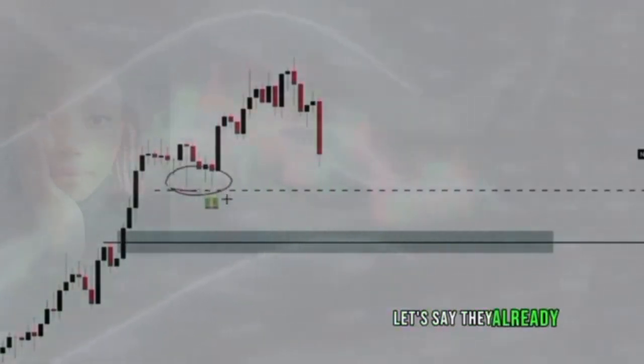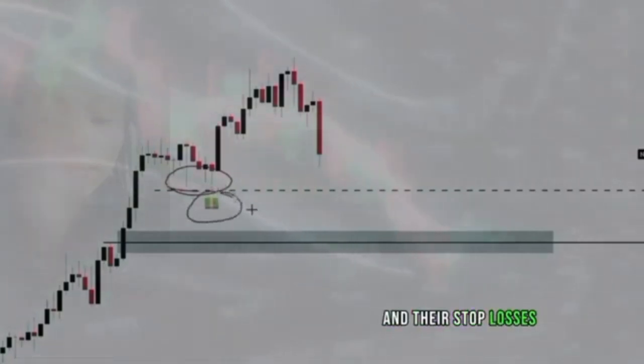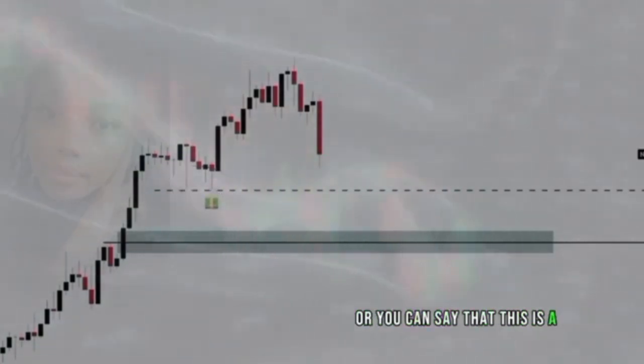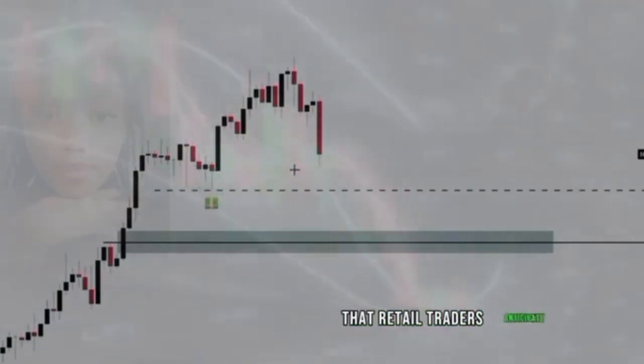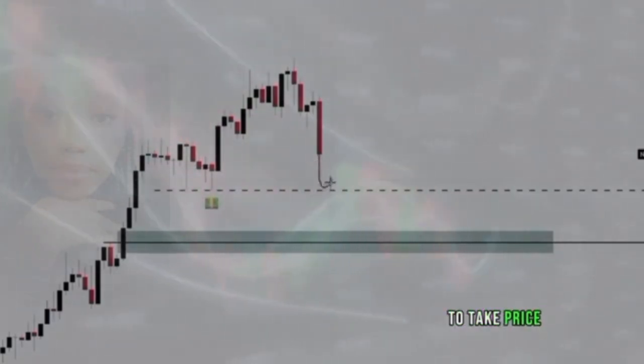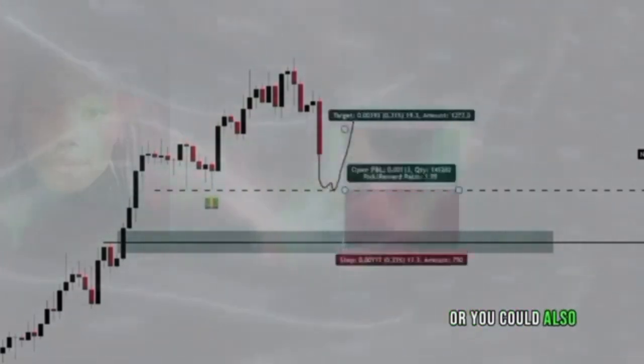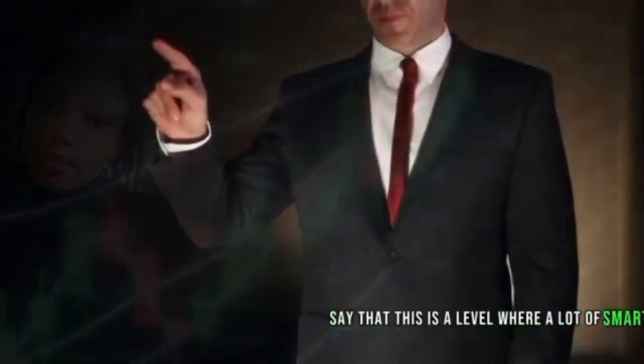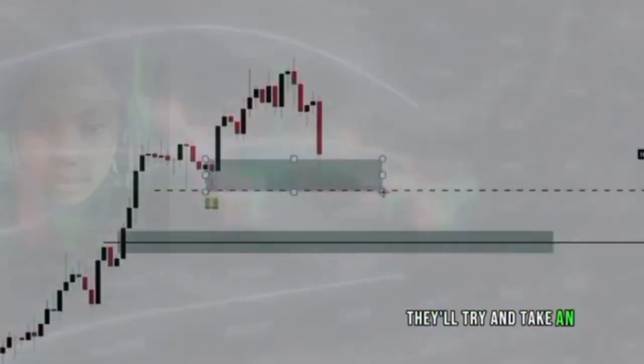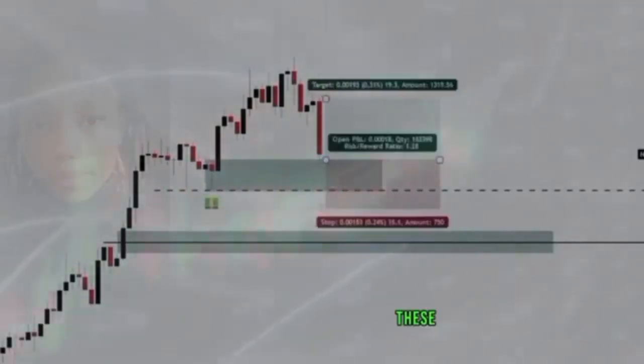So let's say they already took a buy and their stop losses are right here. Or you can say that this is a rejection level that retail traders anticipate a rejection from to take price long. Or you could also say that this is a level where a lot of smart money traders would try and take an entry. They'll try and take an order block entry right here, with their entry right here and their stop loss right here. So these are all the multiple traps the market set up.